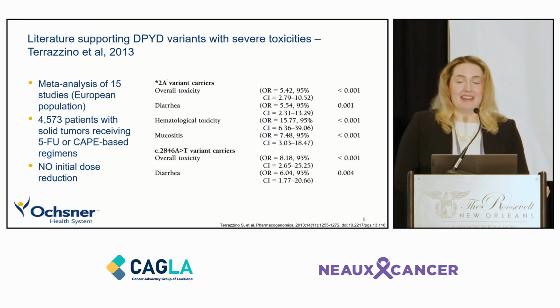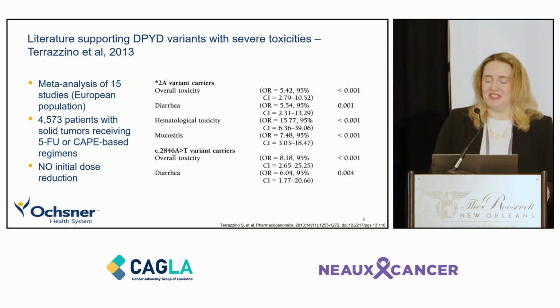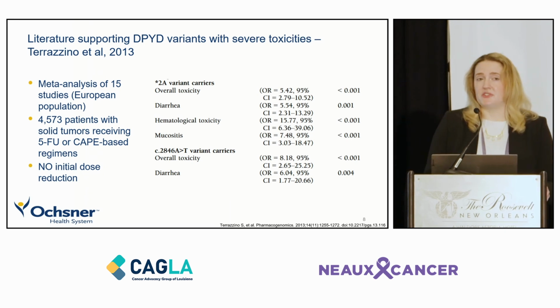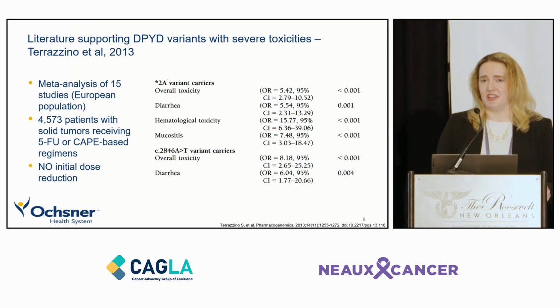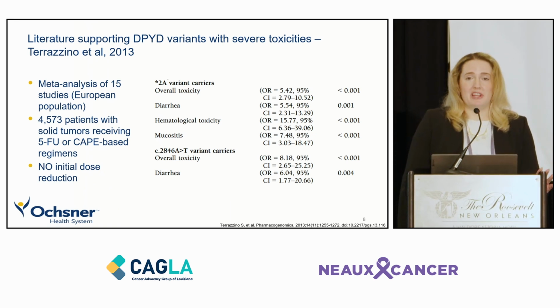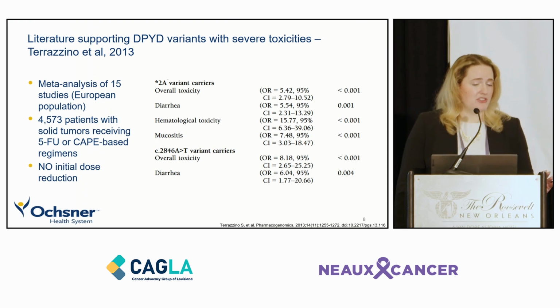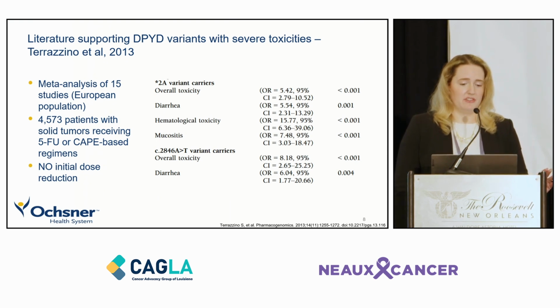And so this was a meta-analysis, so it looked at a lot of existing studies, again, predominantly in European populations. And these patients all had solid tumors, and they were receiving a fluoropyrimidine-based chemotherapy. Now, all of these older studies are before patients are dose reduced. So when we treat patients who have DPD deficiency with a standard dose, what are we seeing in terms of grade 3 severe toxicities? As we can see, for overall toxicities, we see about a 5-times greater risk if you have DPD deficiency or you carry one of these genes.